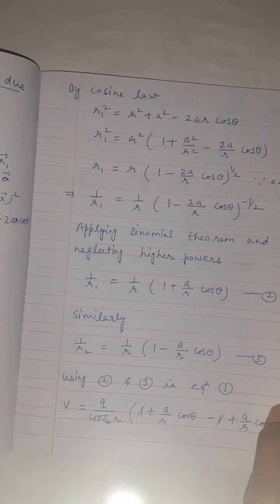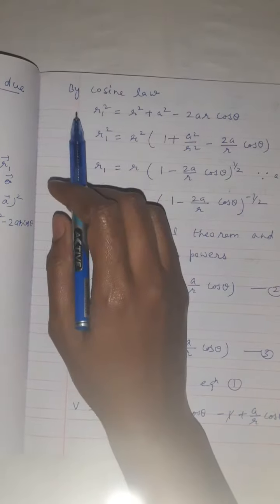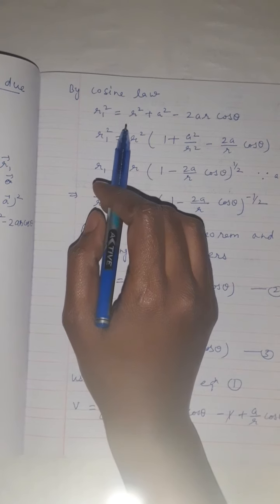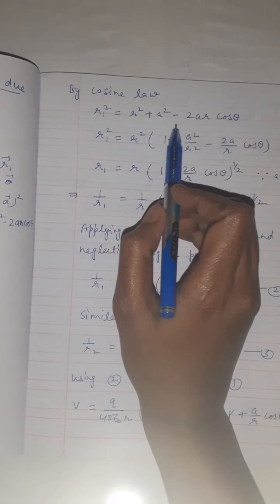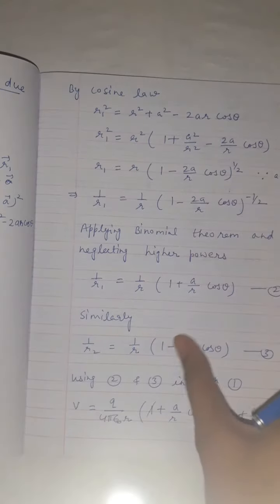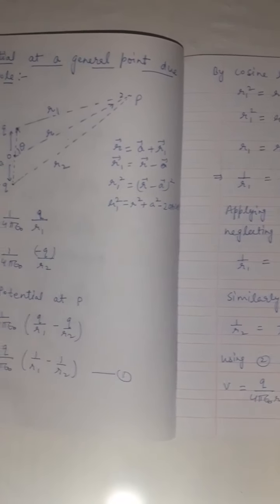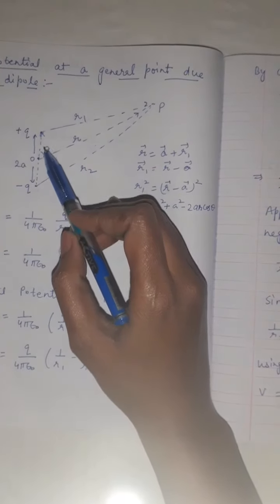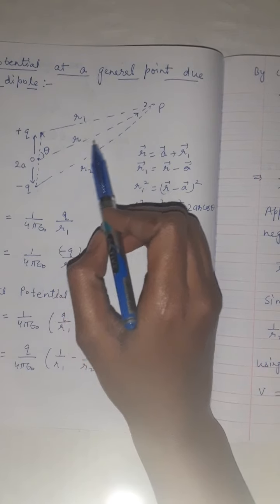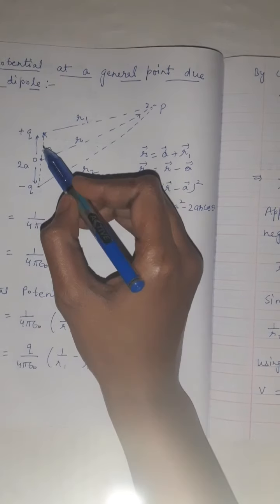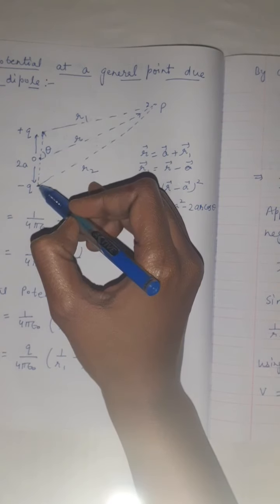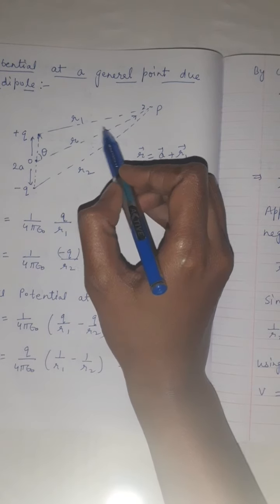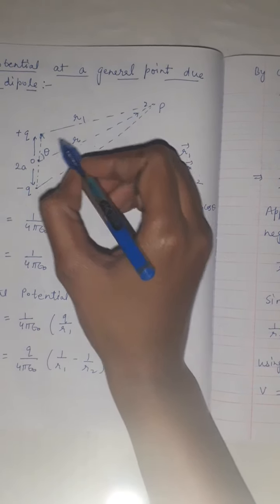So to calculate these two values, we will apply the cosine law, according to which R1 square is equal to R square plus A square minus 2AR cos theta. And how it comes from the geometry of this figure: we can see in this upper triangle this vector is A, because this distance is half of the total dipole distance. So this distance is A, this vector is A, this vector is R, and this is the vector R1.